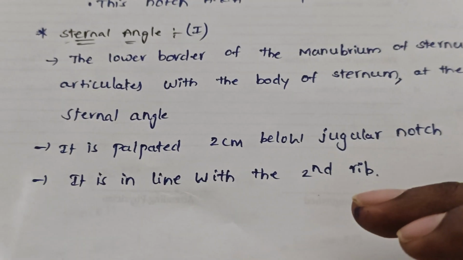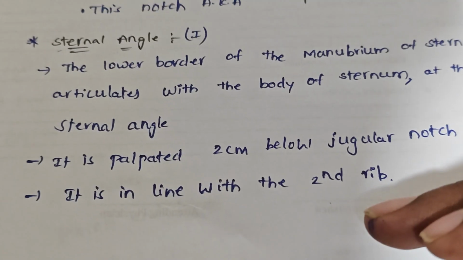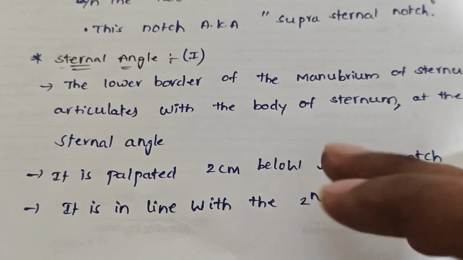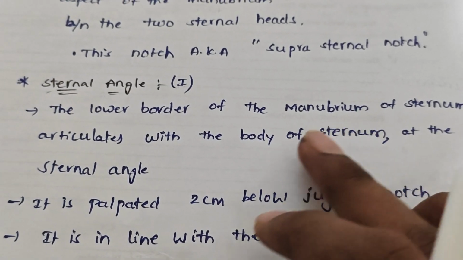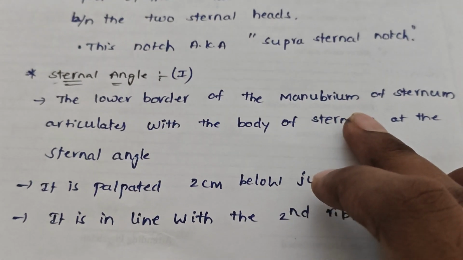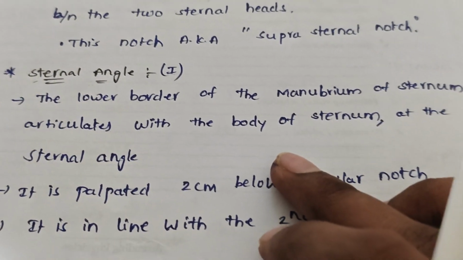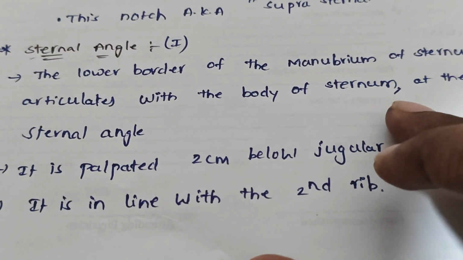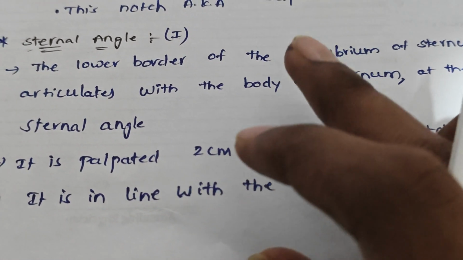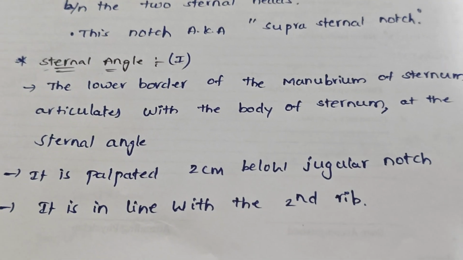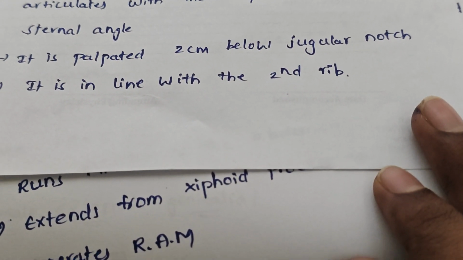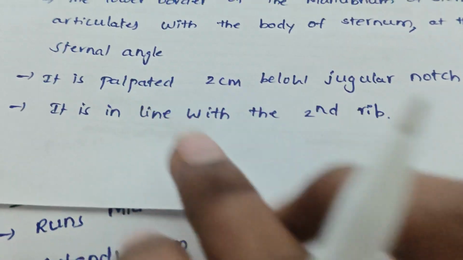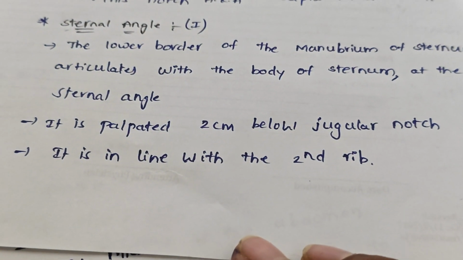Simply, if there is a question regarding what the sternal angle is, it is located at the lower border of the manubrium of the sternum, where it articulates with the body of the sternum. That's the region where the sternal angle is present, and it is palpated 2 centimeters below the jugular notch, and the sternal angle is in line with the second rib.